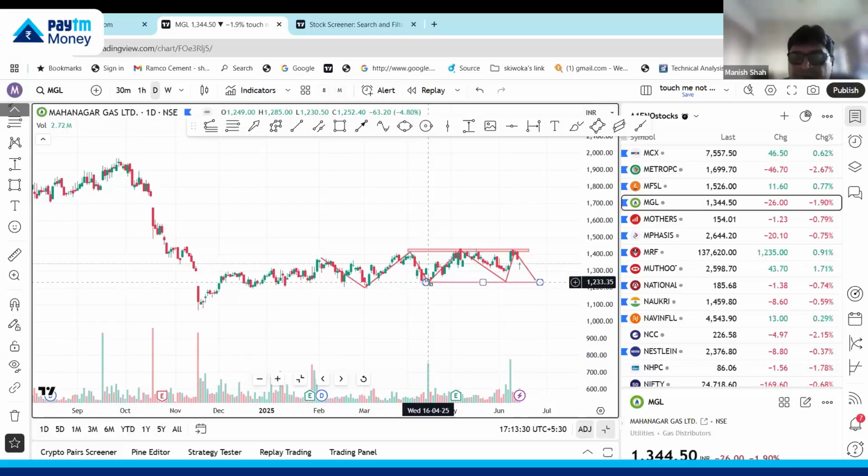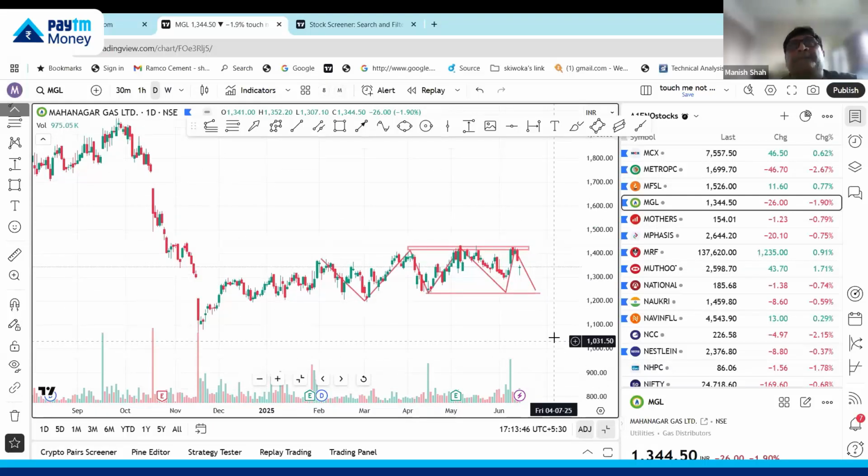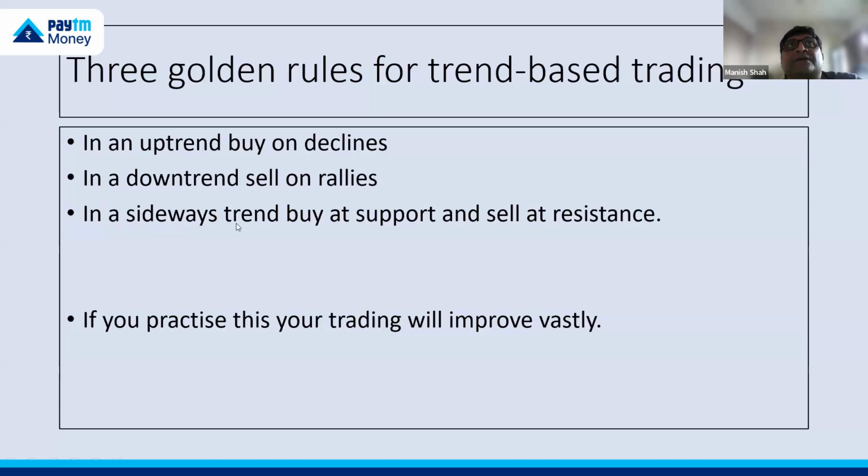So you only have to observe what it is that you want to do. Okay, charts, price action, they say is time frame agnostic. It doesn't care, prices don't care in what time frame, patterns will repeat. Okay, so golden rule for trend based trading is, let's go back to the PPT. In a sideways trend, buy at support or at the edges.